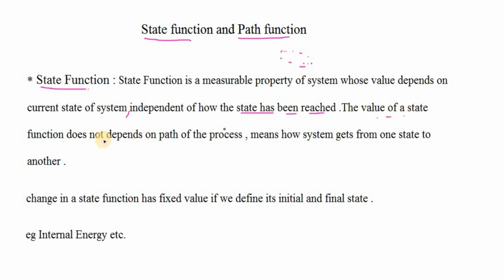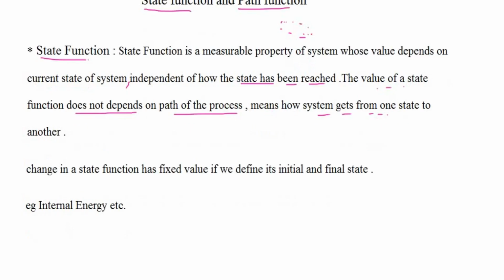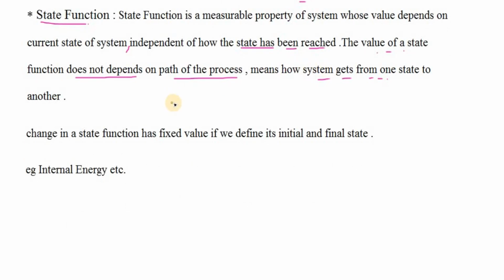The value of a state function does not depend on the path of the process, meaning how the system gets from one state to another. It doesn't matter how long or how short the path taken is, but it depends on what the final and initial positions are. So the change in a state function has a fixed value if we define its initial and final state.